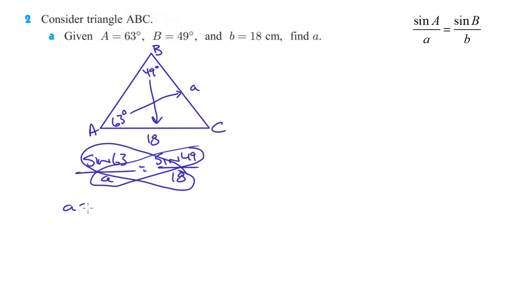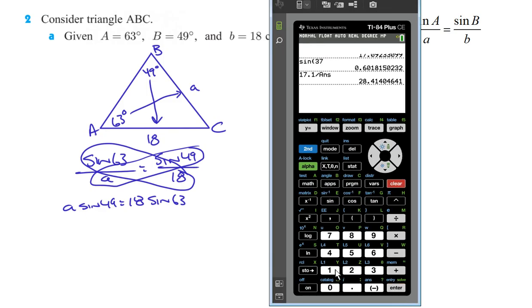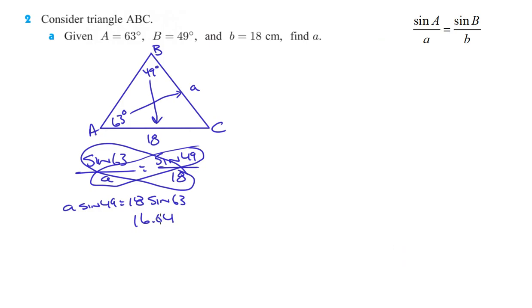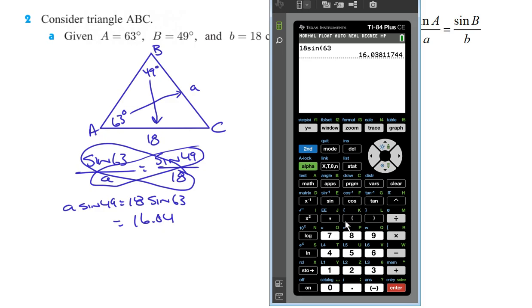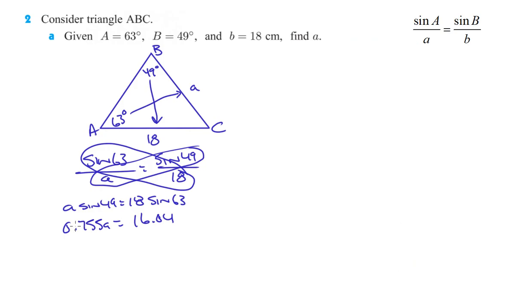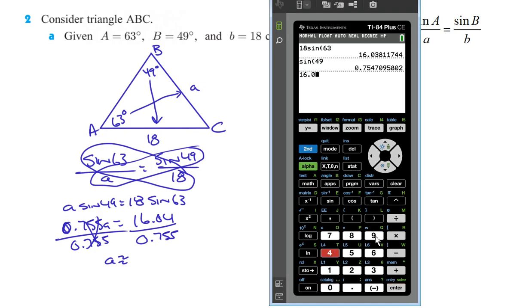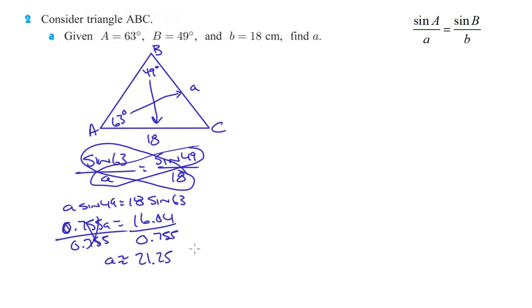So we've got A sine 49 equals 18 sine 63, right? So let's see, 18 sine 63 gives us 16.04. And then sine of 49 gives us 0.755, so 0.755A. We're just going to divide both sides by 0.755, and that'll tell us what A is. So 16.04 divided by that answer gives us 21.25 is side A. It doesn't give us any kind of unit, so just 21.25 is going to be just fine for 2A.